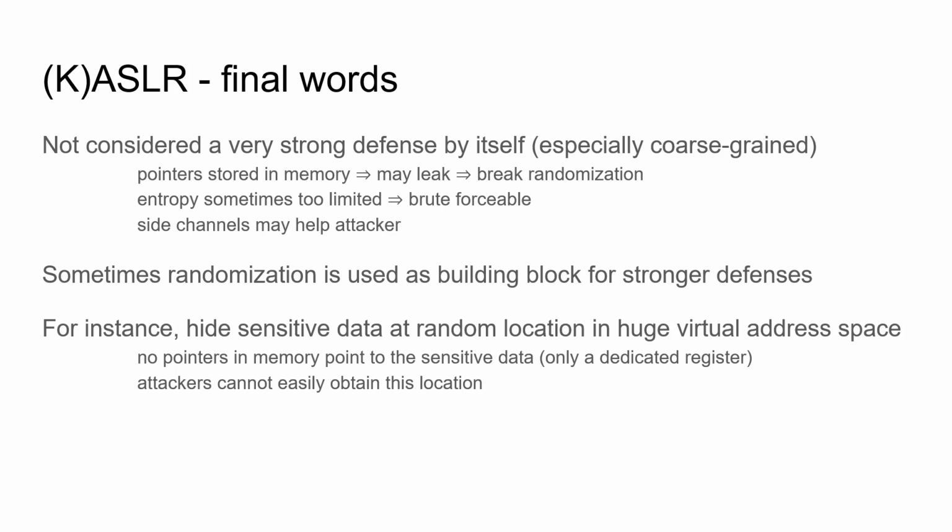So randomization is by itself not a very strong defense. KASLR, kernel level address space layout randomization, is perhaps more a defense against remote attackers than local attackers, because there are so many ways in which you can break address space layout randomization and obtain the mapping. But it's still an important defense, an important building block for others.